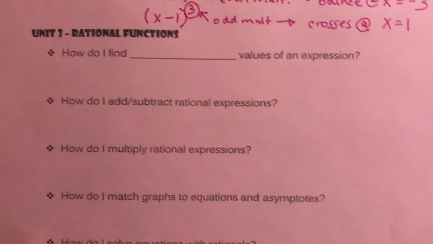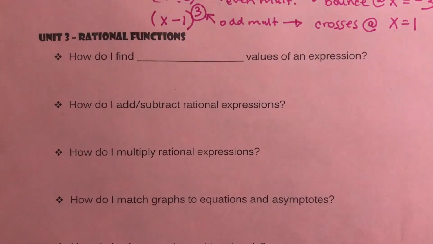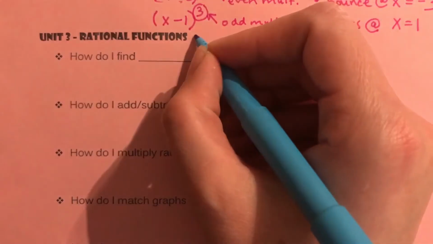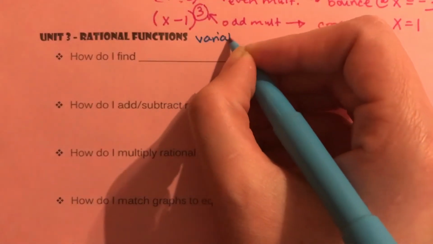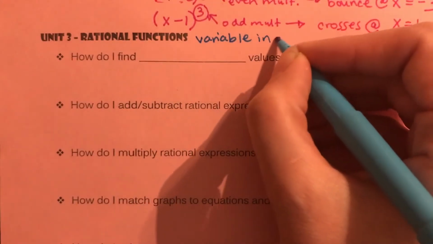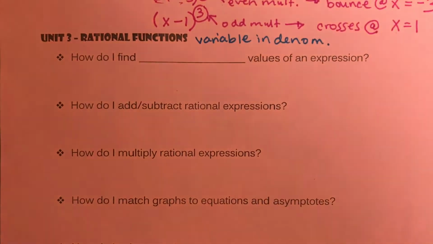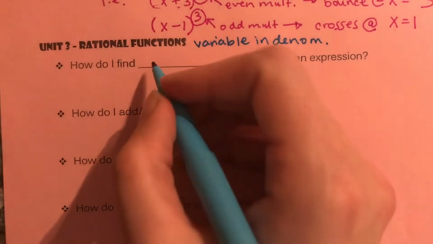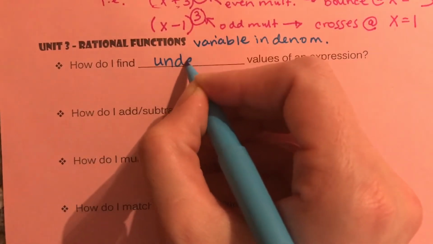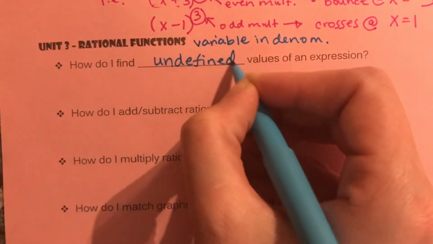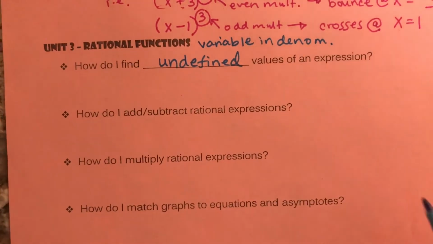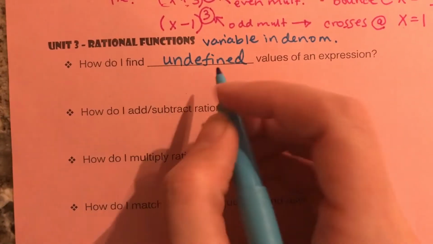Let's go to Unit 3, which was rational functions. And rational functions were when the variable was in the denominator or the bottom. So one of the first things we looked at was, how do I find undefined values of an expression?